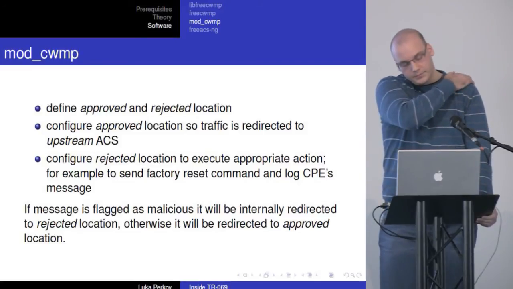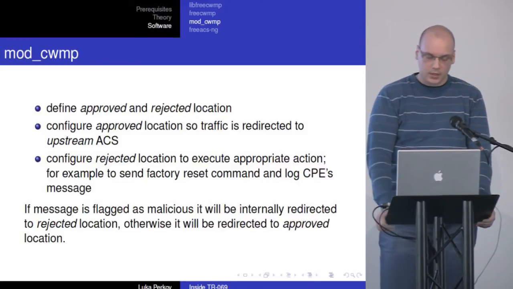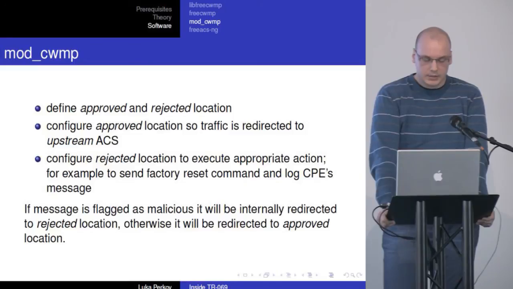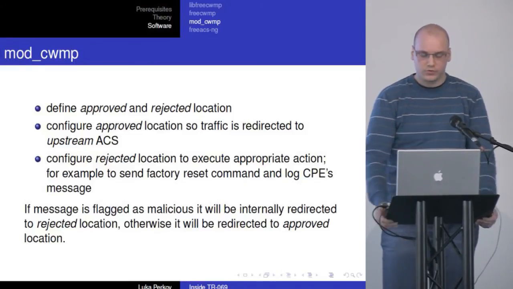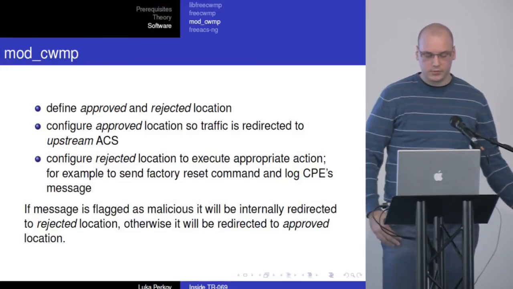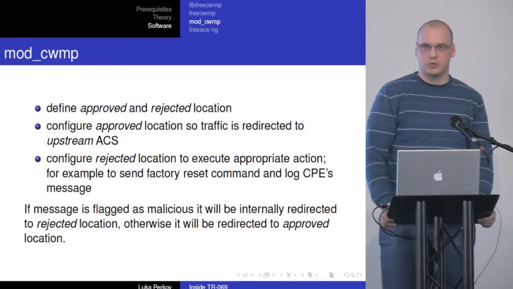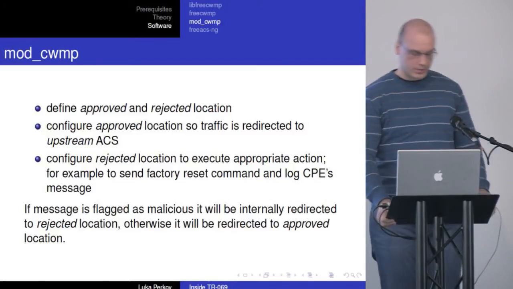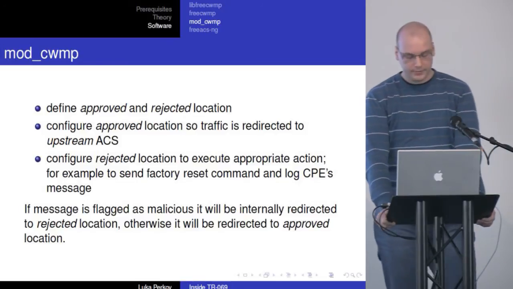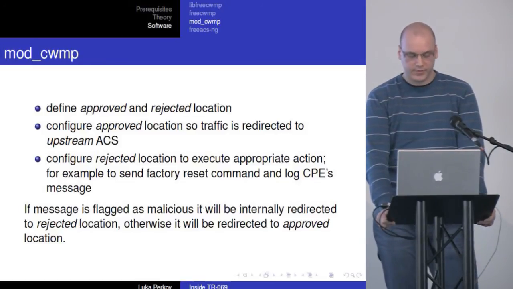Okay, for Nginx, you define an approved and a rejected location. When traffic is okay, it goes to the pre-configured approved location, and if something is wrong, you don't like the message, or you see somebody is doing some bad stuff, you just send a factory reset to the CPE and log this so you can later analyze it.